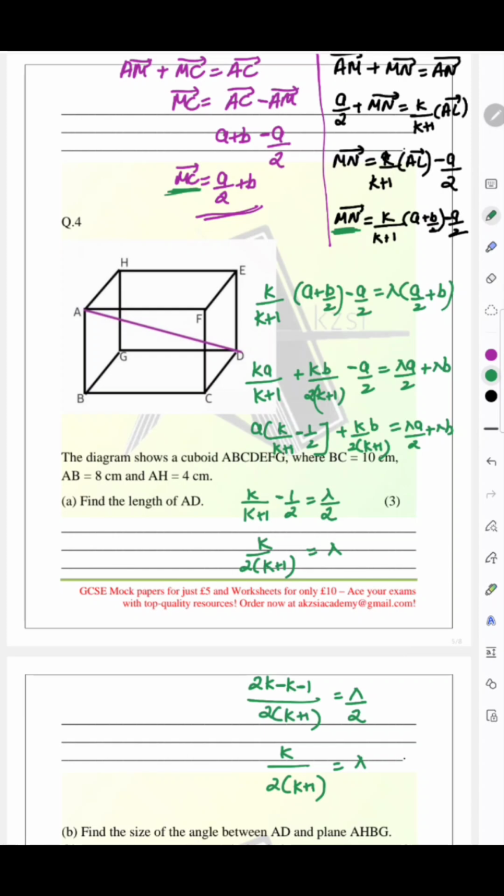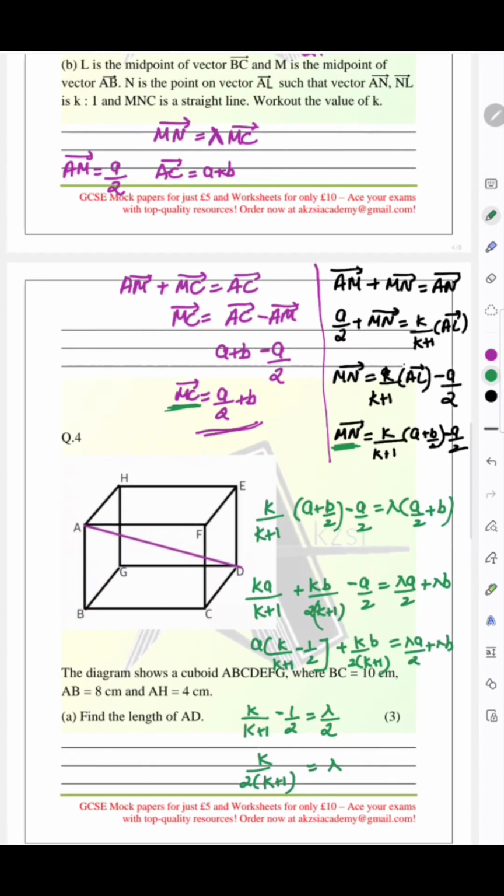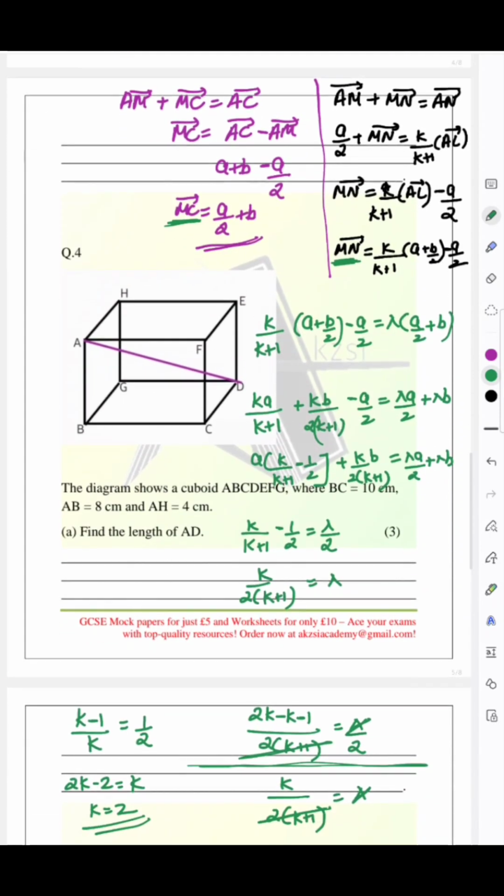Now I can simply divide to get the answer. 2 times k plus 1 and 2 times k plus 1 will cancel out. Lambda and lambda will cancel out. Remaining would be k minus 1 over k is equal to half. So 2k minus 2 is equal to k, so k is 2, and hence we got the answer. We have to find the ratio, ultimately what they are asking. Work out the value of k, which is 2.